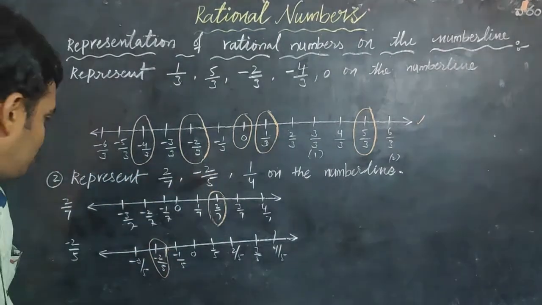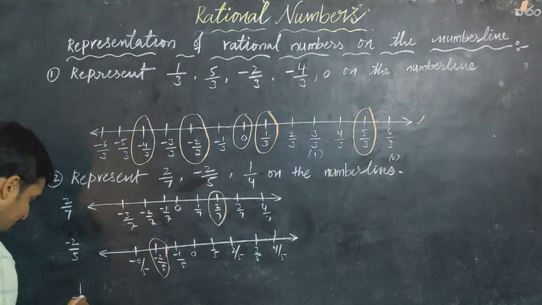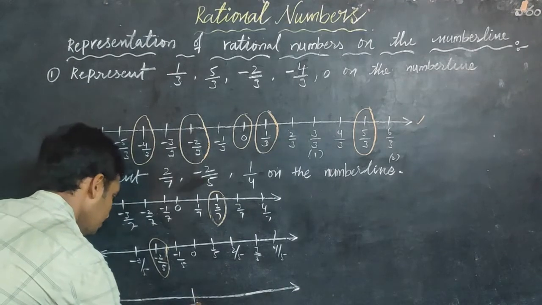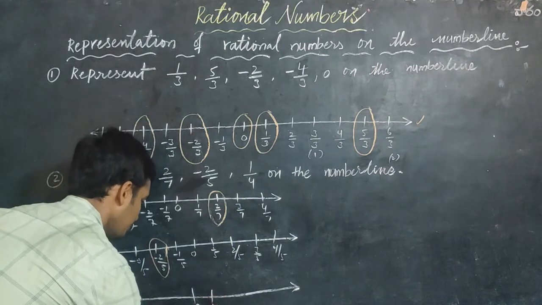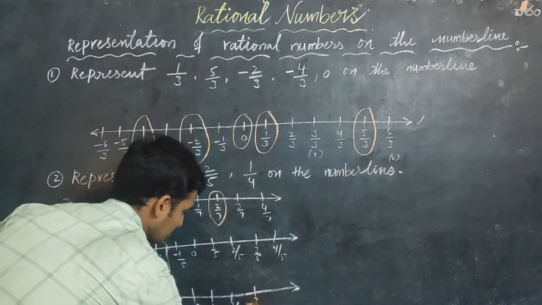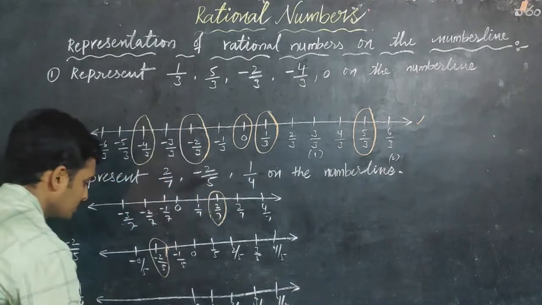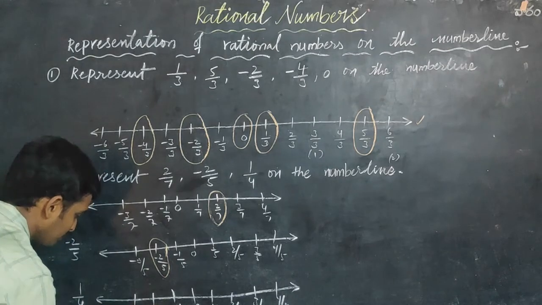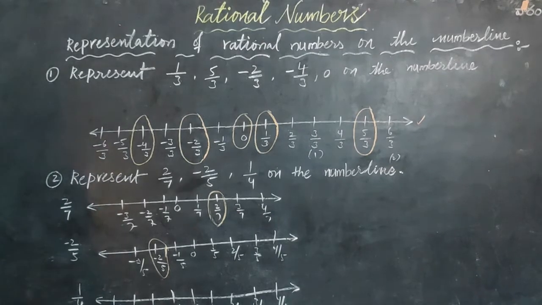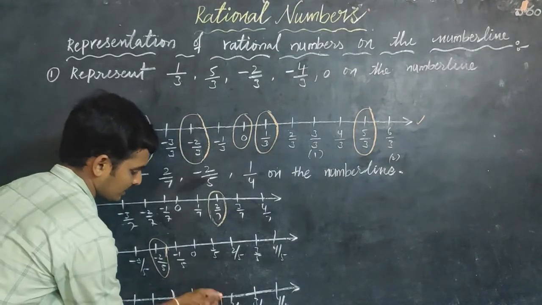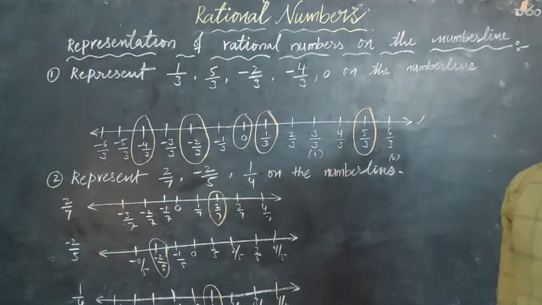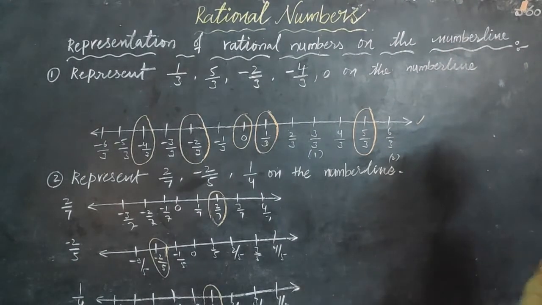In the same way, 1 by 4. We can represent 1 by 4 on the number line. The middle one is 0. The denominator is 4, so I write 1 by 4, this is 2 by 4, this is 3 by 4, this is 4 by 4. In the same way, minus 1 by 4, minus 2 by 4, minus 3 by 4, minus 4 by 4. What do you want? 1 by 4 will work, so we mark that number. This is the way of representation of rational numbers on the number line.